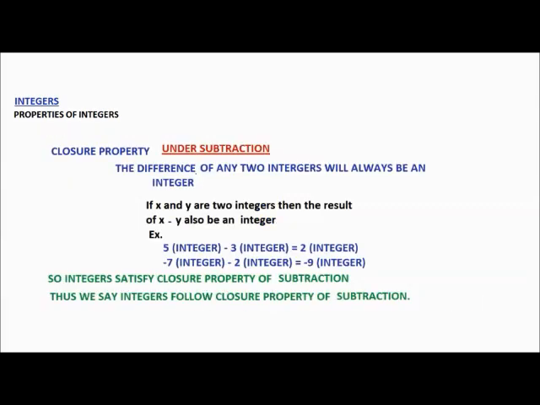Now closure property under subtraction. The difference of any two integers will always be an integer. If x and y are two integers, then the result of x minus y is also an integer. So example, 5 is an integer, subtracting 3, the difference is 2, it's an integer. Minus 7 is an integer and subtracting another integer 2, the difference is minus 9, it's also an integer. So integers satisfy the closure property of subtraction. Thus we say integers follow the closure property of subtraction.